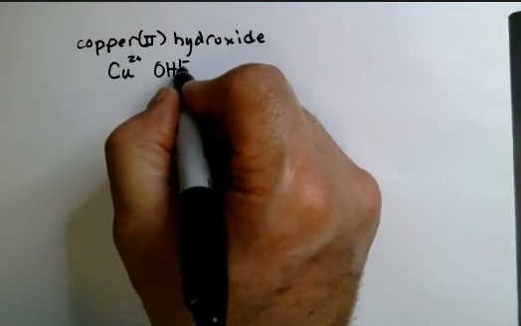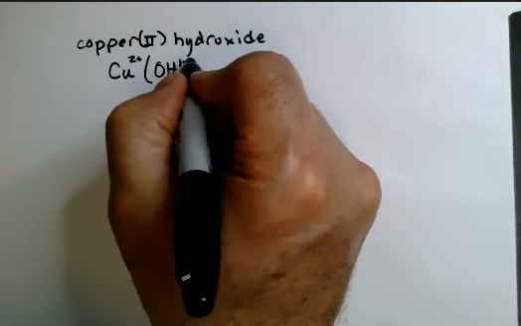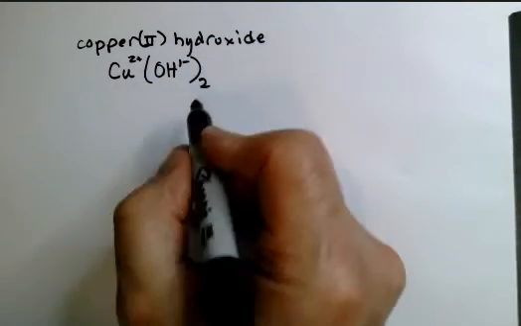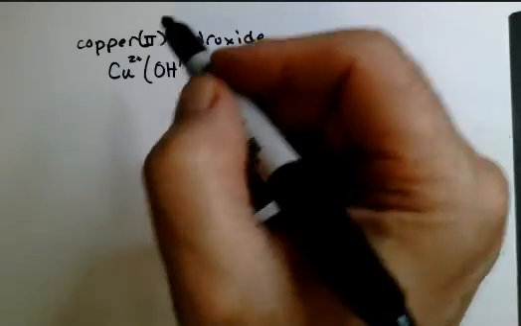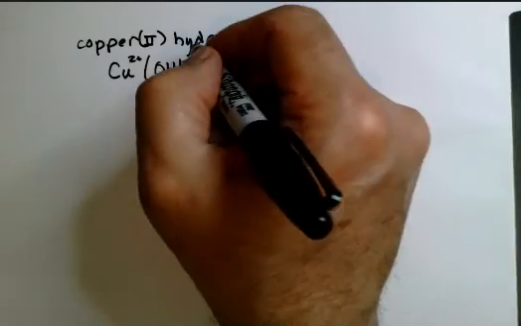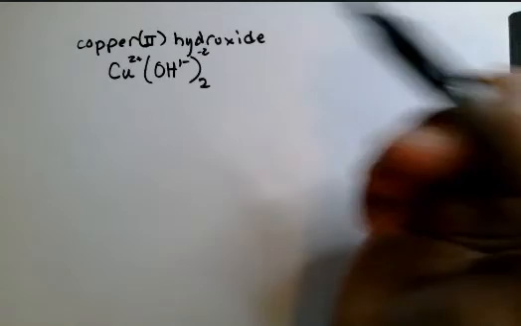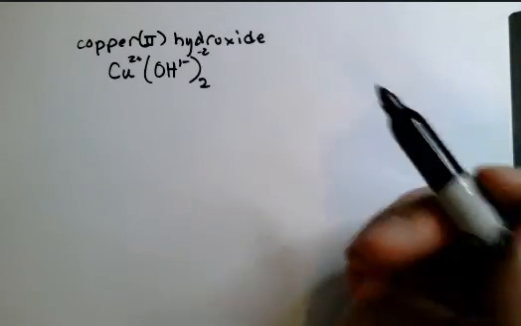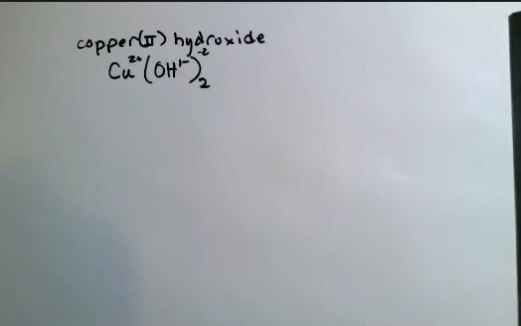How do we get two negative ones? We have to put parentheses around this hydroxide and take two of these to multiply. 2 times negative 1 is negative 2, and that balances with the plus 2. So there you go. That's the balanced formula for copper 2 hydroxide.